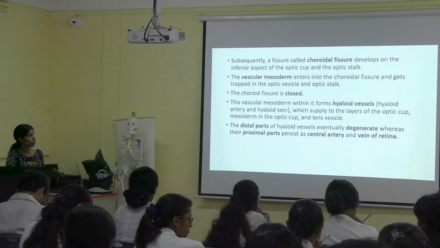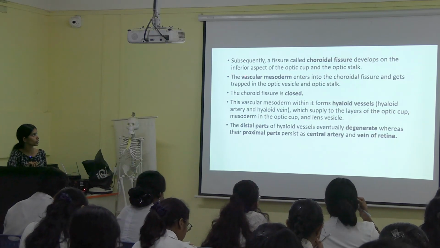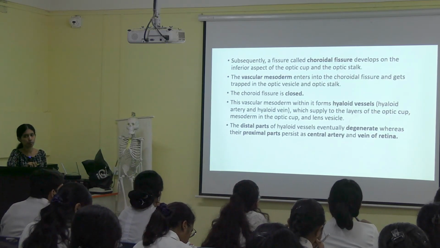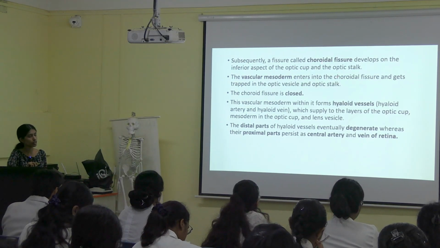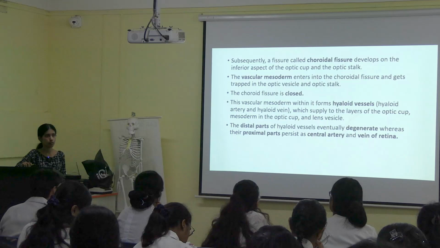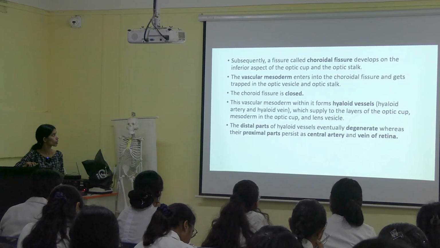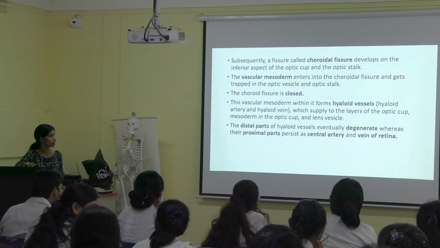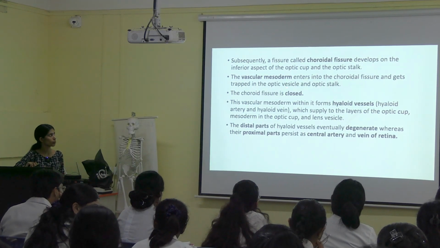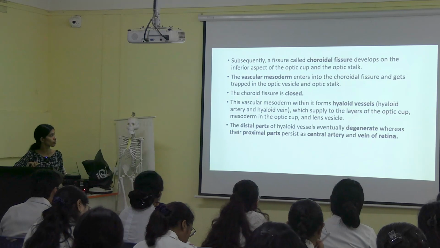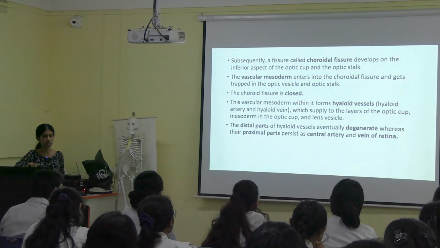Subsequently, a fissure called the choroidal fissure develops on the inferior aspect of the optic cup and the optic stalk. I have already mentioned the formation of the choroid fissure in the development of your forebrain. Remember the points, okay? The vascular mesoderm enters into this choroid fissure and gets trapped in the optic vesicle and also in the optic stalk region. The choroid fissure later gets closed.